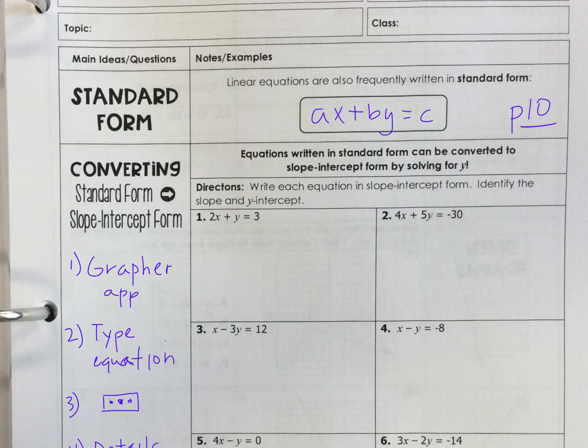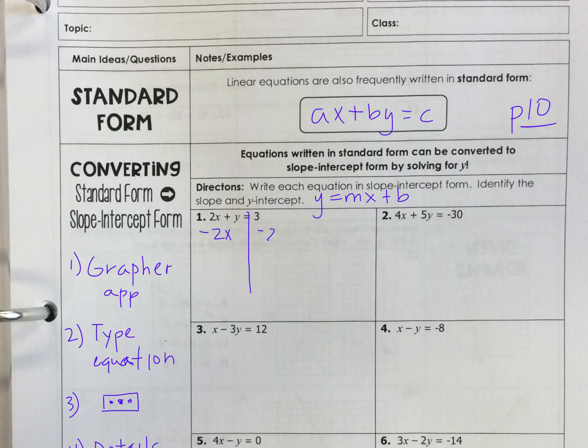And they like to put stuff in standard form a lot, but the biggest problem with standard form is that I cannot graph from standard form. So there's two ways we can do this. I need to get this from Ax + By = C into y = mx + b. So I can do it mathematically.